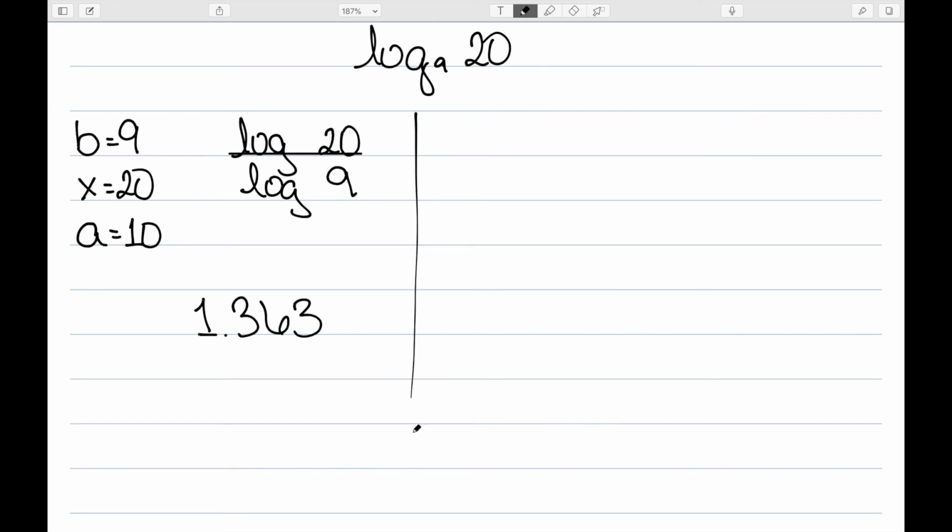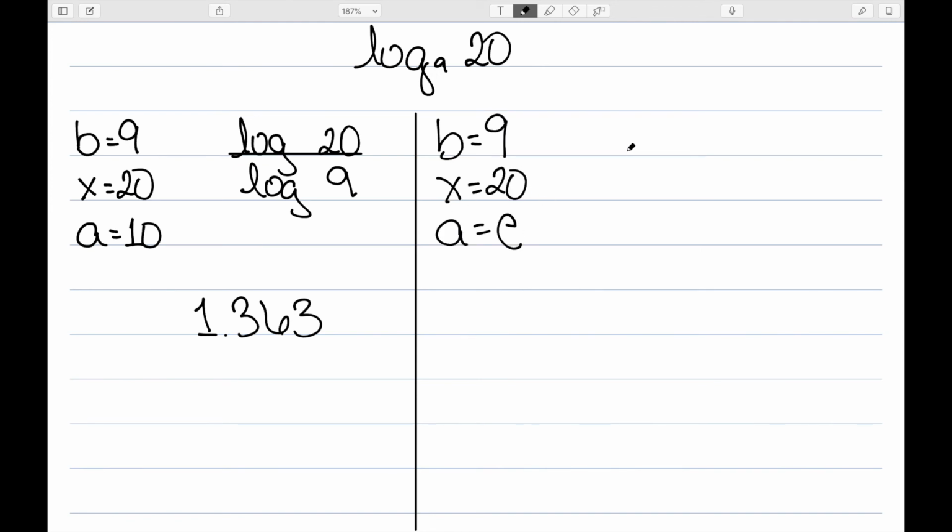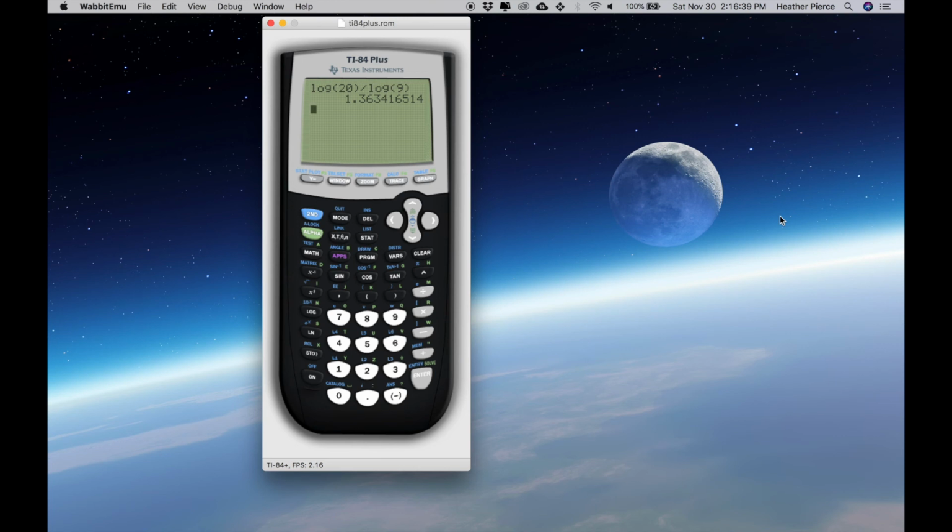Once again, let's go ahead and evaluate this with base e as well. So b and x are still the same, but this time I'm going to let a be equal to e. Base e is represented by ln, so we have ln of 20 over ln of 9. So let's evaluate this. Here's my calculator. We have ln of 20 divided by ln of 9. Once again, we get the same answer, 1.363.